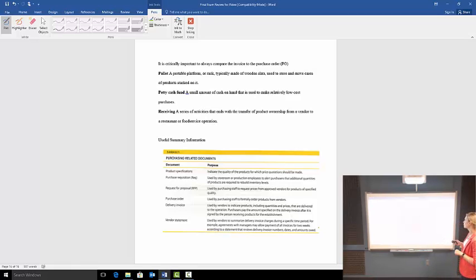And then receiving, we just talked about a series of activities that ends with the transfer of product ownership from the vendor to the restaurant operation. And then here is a chart of information that Mr. Redlow and I just reviewed as well.